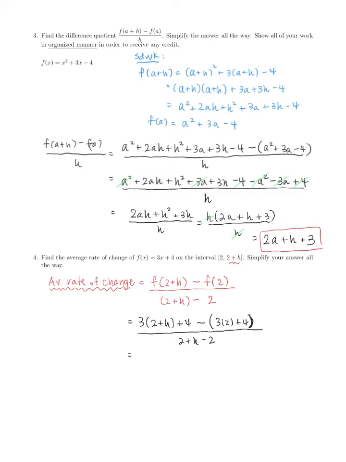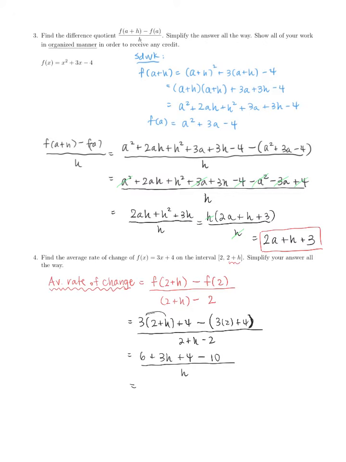Alright, next step. Let's simplify a little bit. So distribute the 3 in. So you're going to have what? 6 plus 3h plus 4, and then minus, alright, so what do we get here? You got 3 times 2, 6 plus 4, that's 10, and whole thing dividing by h, because 2 is going to cancel. Alright, so now let's combine this together.